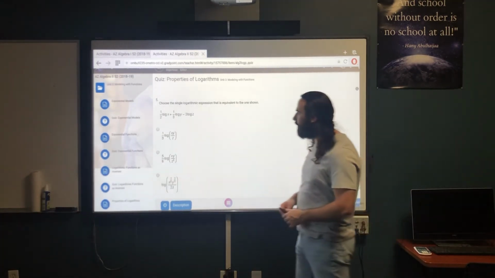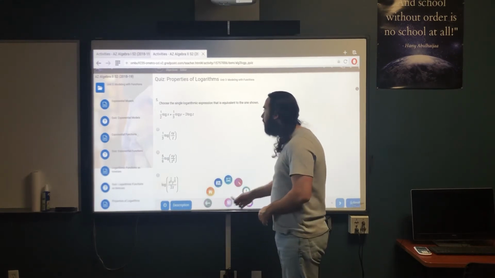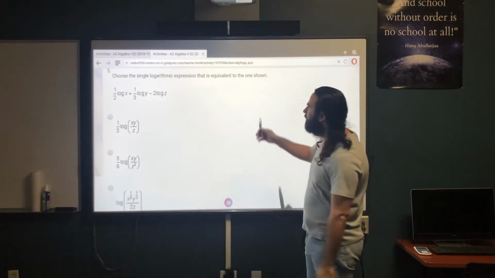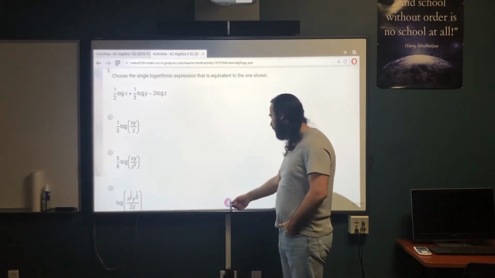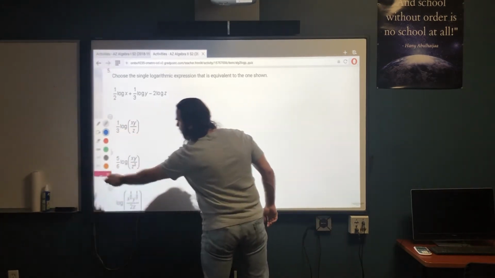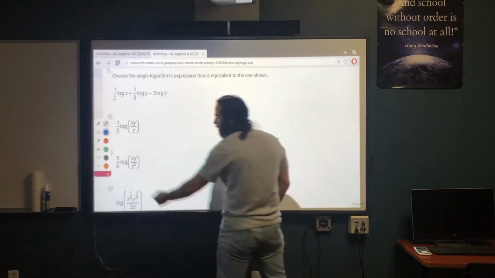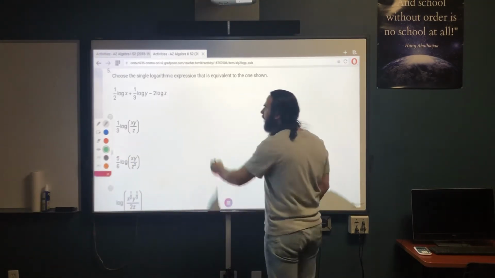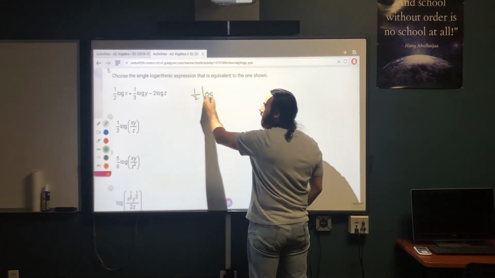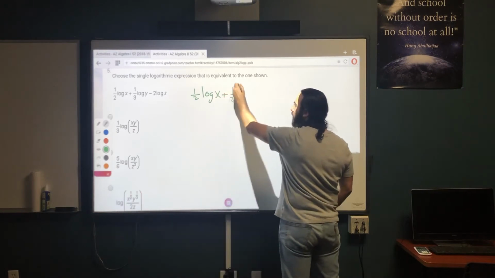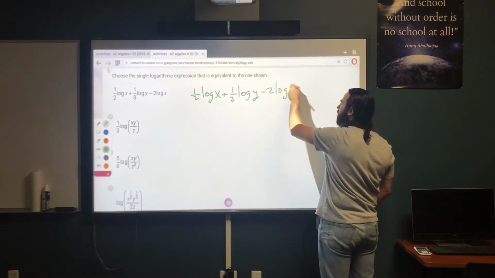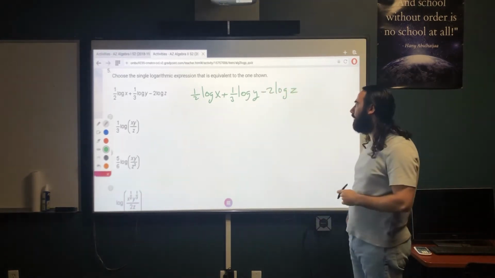Okay. Now this one is the opposite. What you need to do is choose the single logarithmic expression that is equivalent to the one shown. So in this case we have, let's change colors, let's put green. We have this expression, 1/2 log x plus 1/3 log y minus 2 log z.